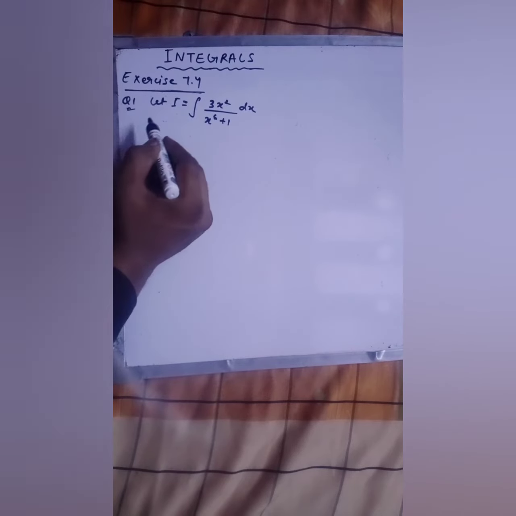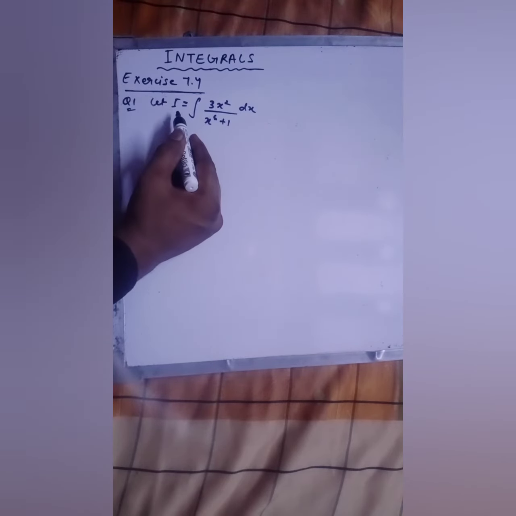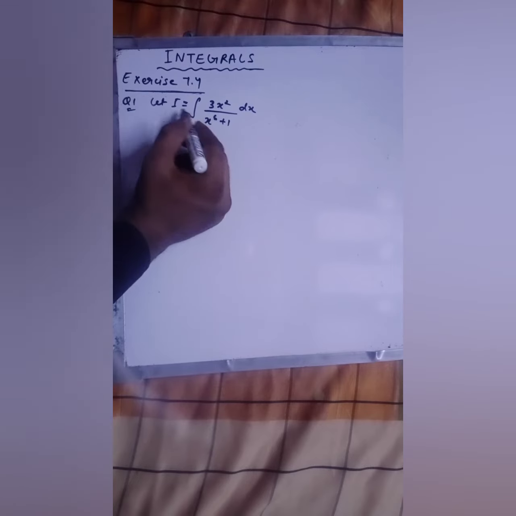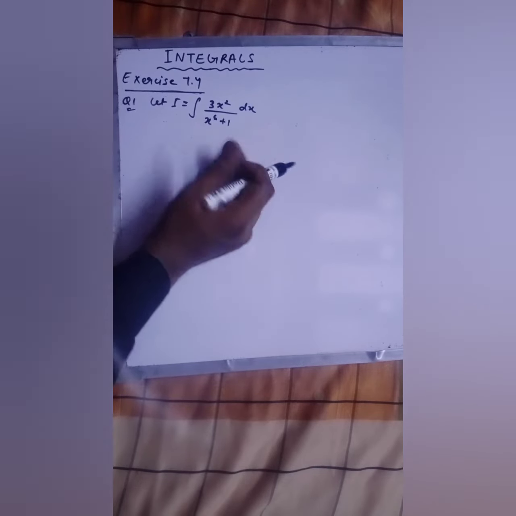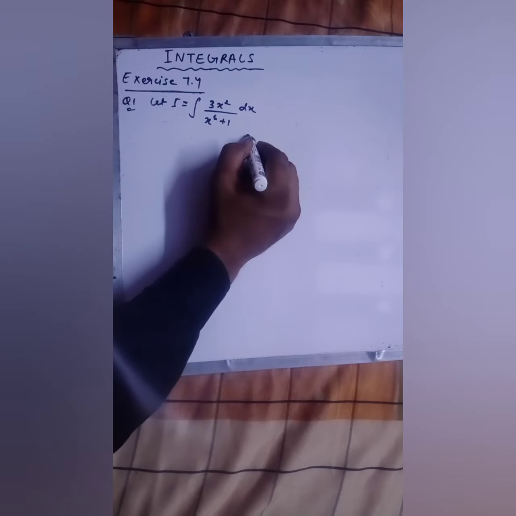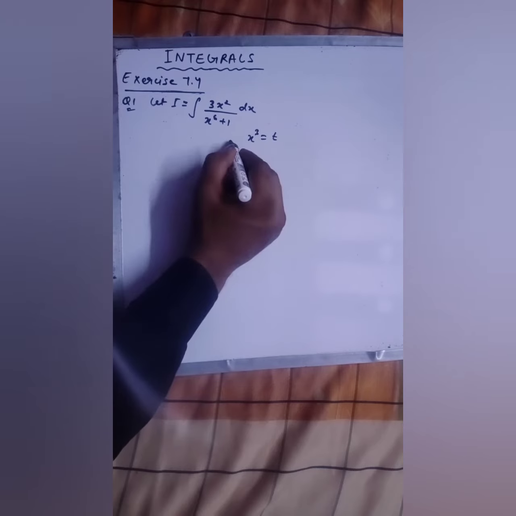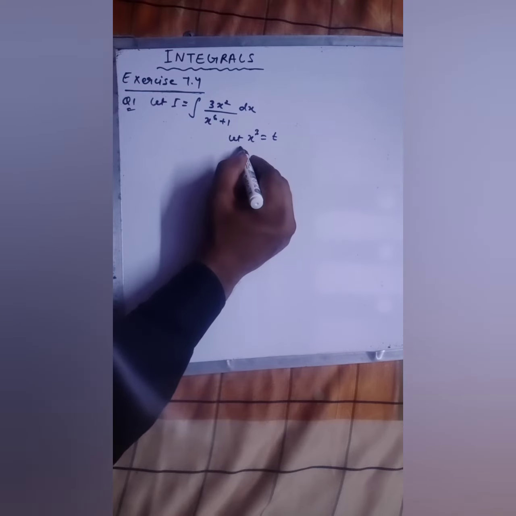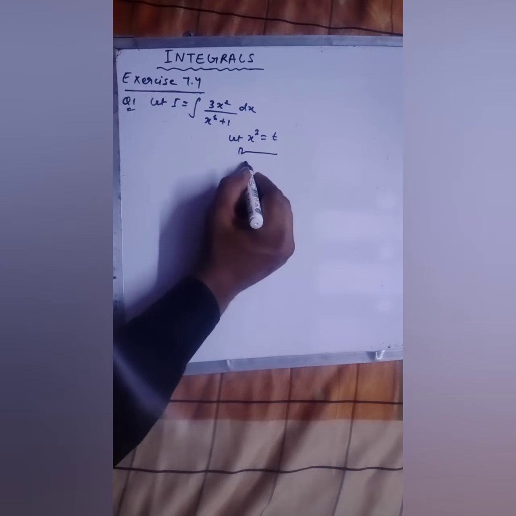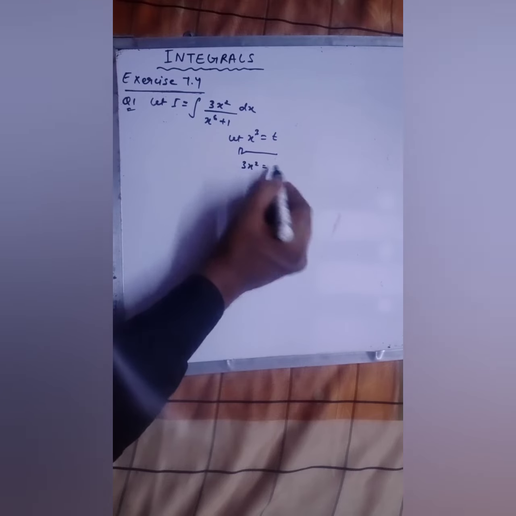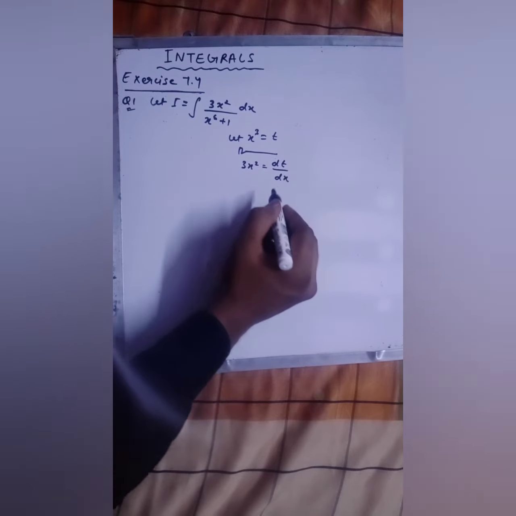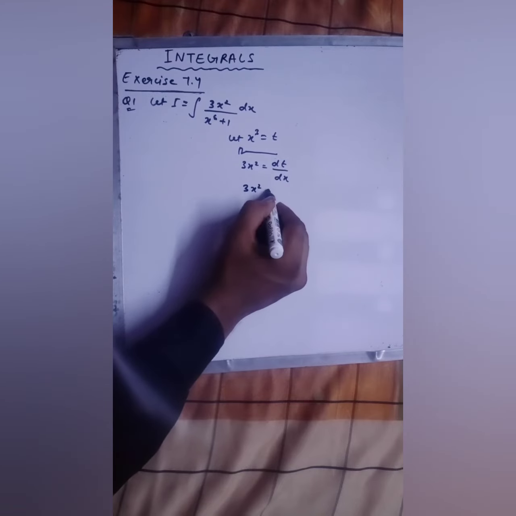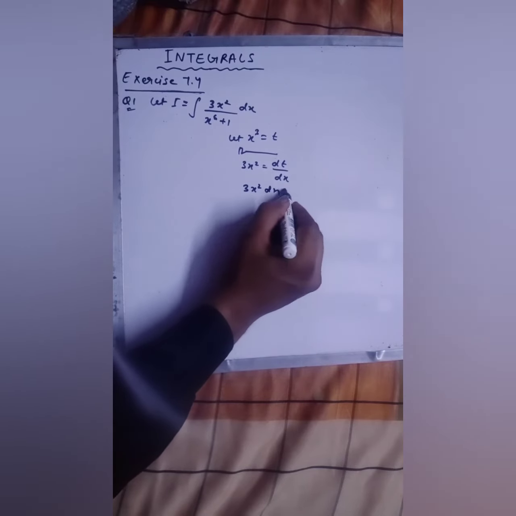Now see children, this is question number 1 of this exercise. This is given to us and we have to find the integral of this. So what I'm doing here, I'm assuming that x cube is equal to t. Now we are differentiating both sides with respect to x. So here you will get 3x square equal to dt by dx, so 3x square into dx is equal to dt.